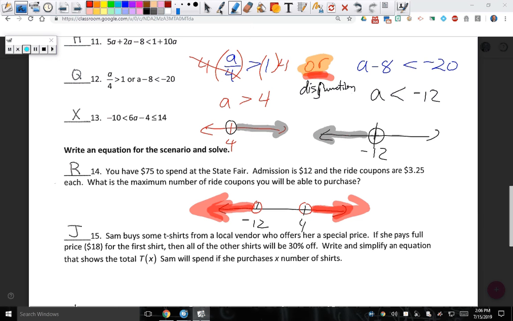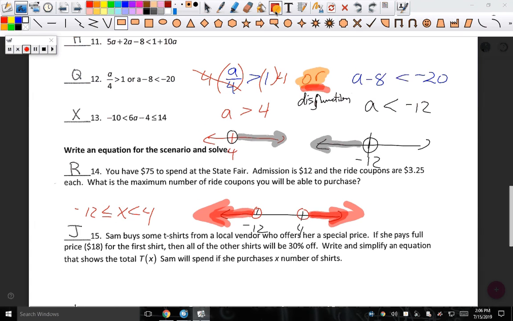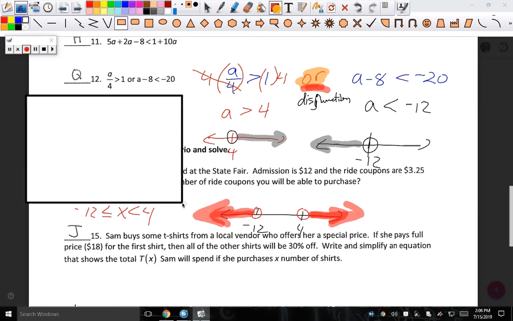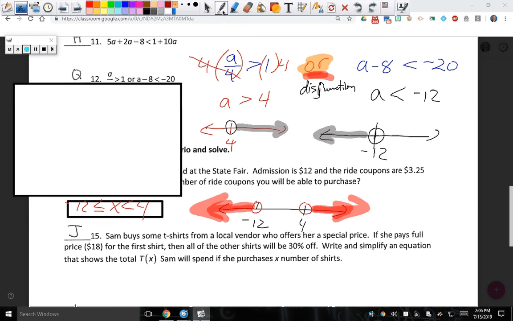If it was an AND, it would look something like this, like negative 12 is less than or equal to X, which is less than 4. Let me show you what this means. This is a conjunction, which basically means an intersection between two things. This right here can be written two different ways. This could be written as negative 12 is less than or equal to X, and X is less than 4.